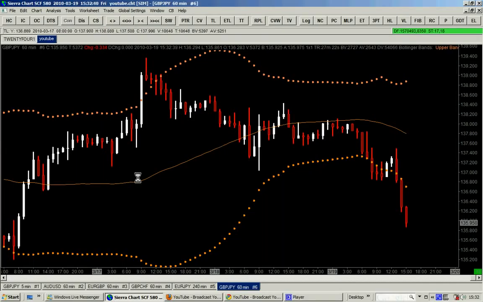You will notice that when the price is above the exponential moving average 50 or a simple moving average 50, the price is bullish. And when the price is below the simple moving average 50 or exponential moving average 50, the price is bearish.